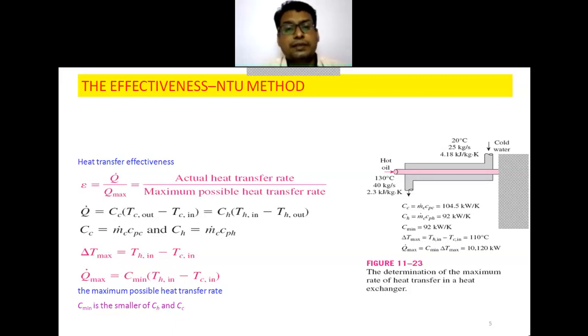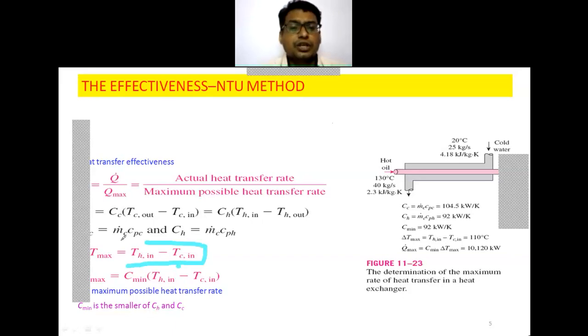For the maximum possible heat transfer rate, the temperature difference delta T that can be considered, which is the maximum temperature gradient that can be taken into account, is Th in minus Tc in. So this is the maximum delta T temperature gradient that can be achieved, and that is why this is the maximum possible heat transfer rate.